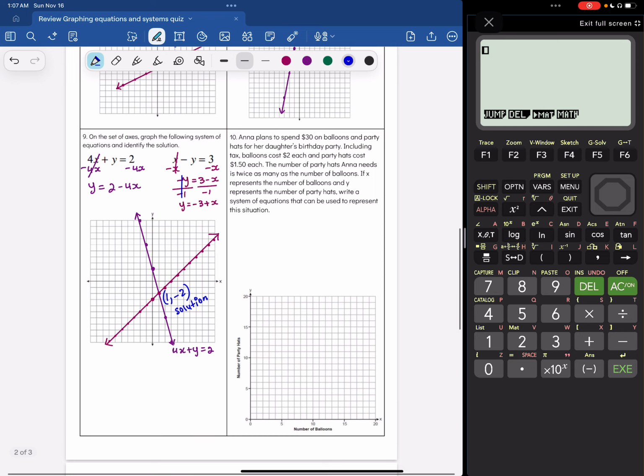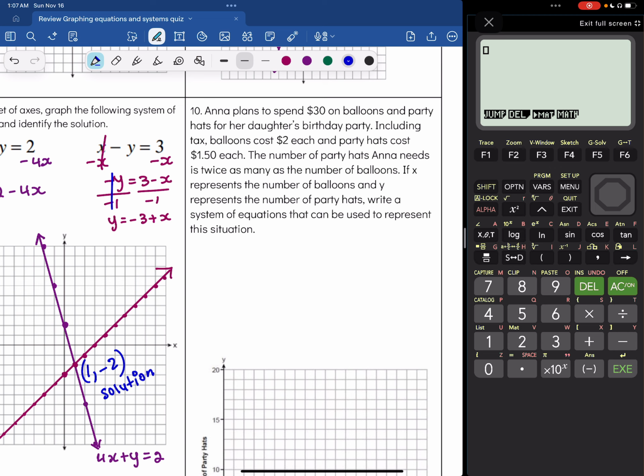Question 10. Anna plans to spend $30 on balloons and party hats for her daughter's birthday party. Including tax, balloons cost $2 each and party hats cost $1.50 each. The number of party hats Anna needs is twice as many as the number of balloons. If x represents the number of balloons and y represents the number of party hats, write a system of equations that can be used to represent this situation.